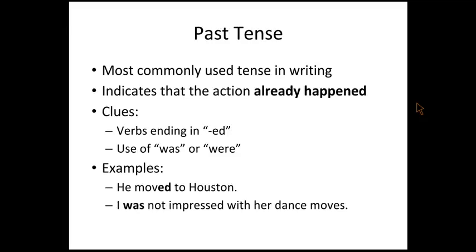Here's some clues to figure out whether a sentence is in the past tense. If the verbs in a sentence end in ed, such as right here, he moved to Houston, that's usually going to indicate that the sentence is in the past tense, because that means the verb is in the past tense as well. Also, the use of was or were shows that it's in the past tense. So, I was, they were, she was, he was. All of that means that it's happening some time ago. So this example, I was not impressed with her dance moves, shows me that she was dancing sometime in the past, and I wasn't impressed with it.